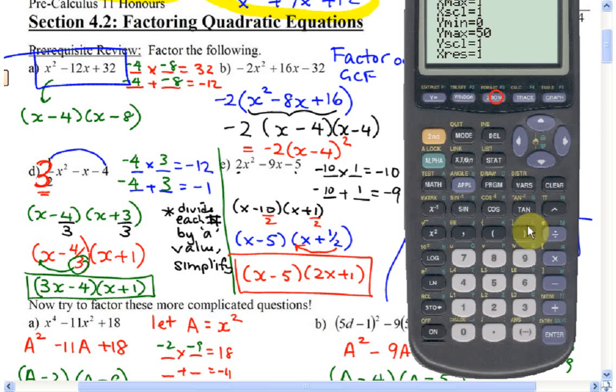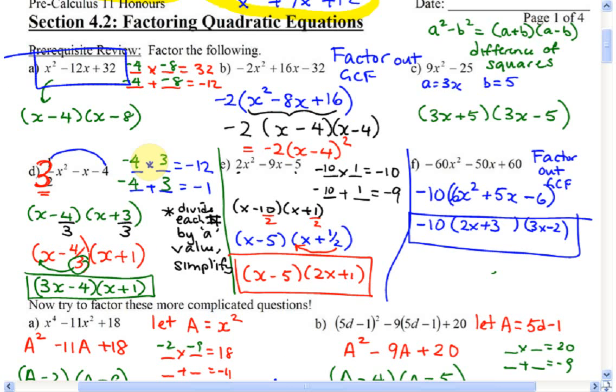Let's go standard window. You got a nice picture. And then what do you do to find the zeros? Second calc, choose 0, find the zeros, right? Or you can go to the table feature and look at that. Oh, look, the zeros are there at 4 and also at what value? 8.